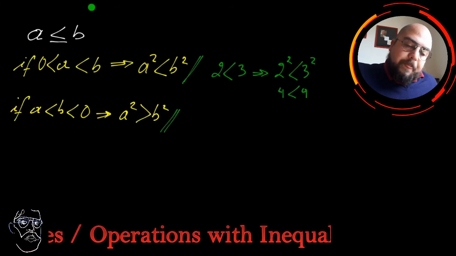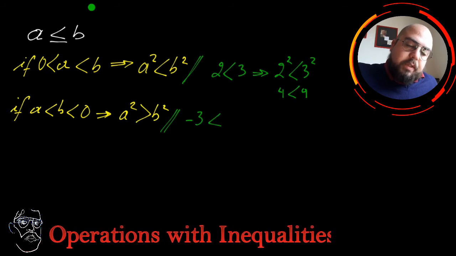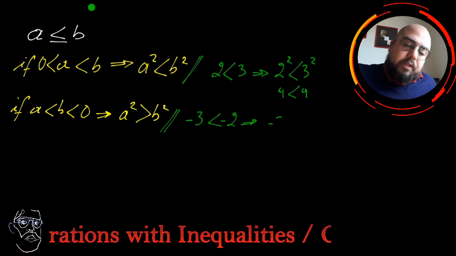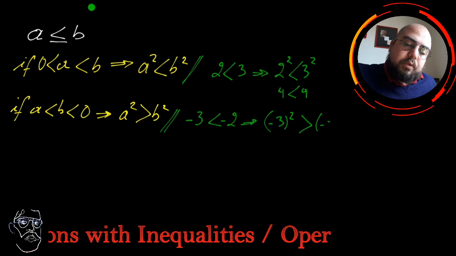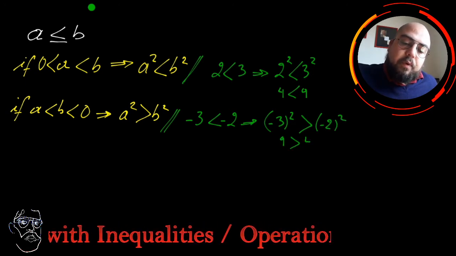If I have A, which is minus 3, smaller than minus 2, and I'm going to square them, I will have minus 3 to the power of 2 greater than minus 2 to the power of 2, and the fact is 9 is greater than 4.